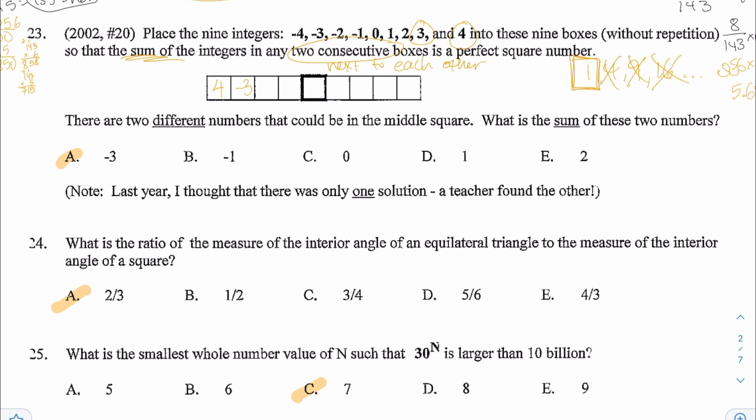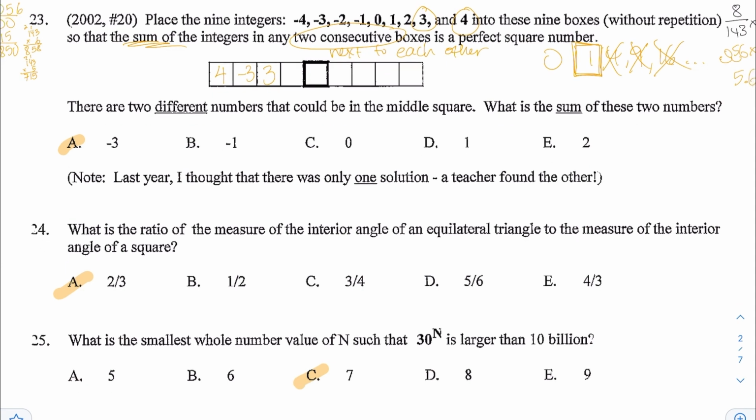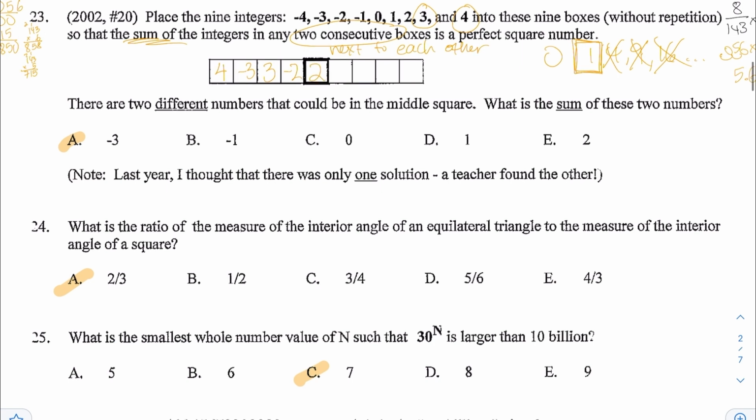And then, the other perfect square number will be 0, because 0 squared is 0. So you go +3 there. And then after a +3, you could put a -2, because 3 plus -2 is 1. And with -2, you can put a +2. And then from there, you could put a -1, then +1, then 0, and then 4.